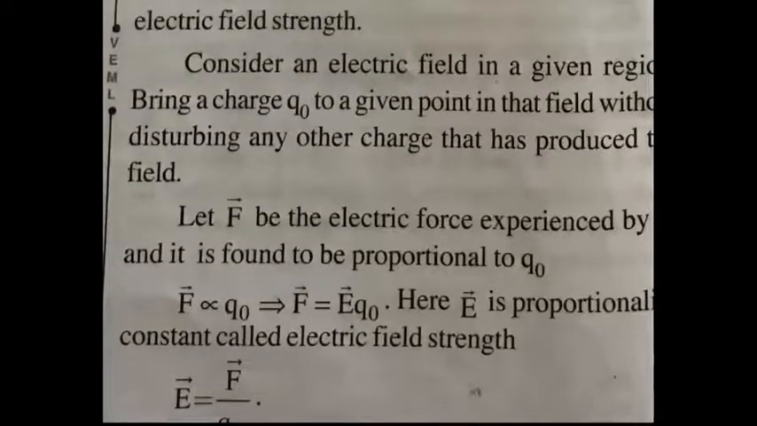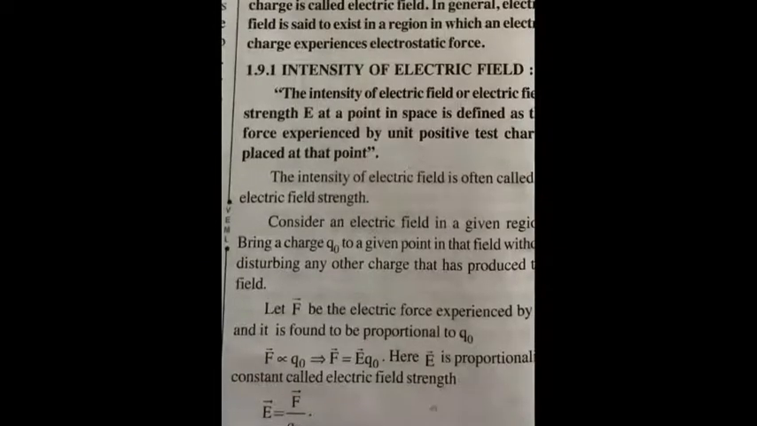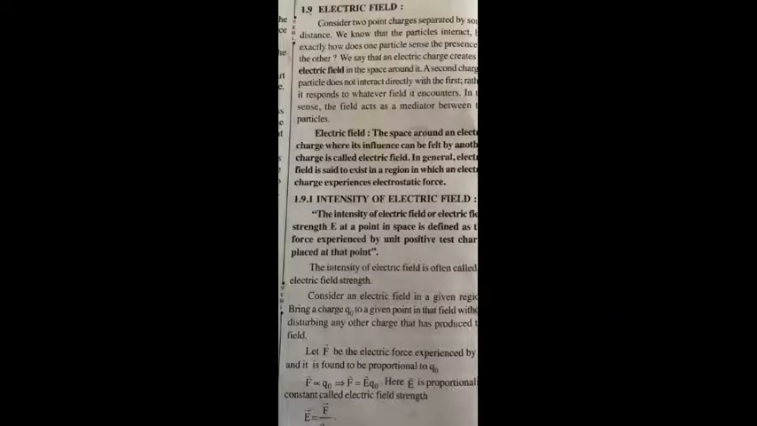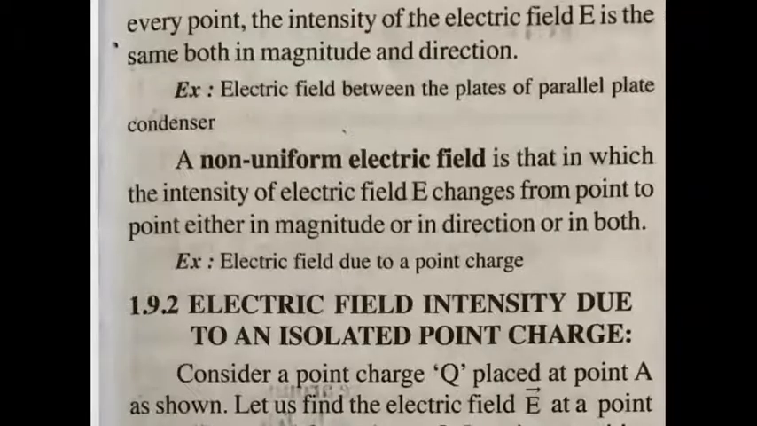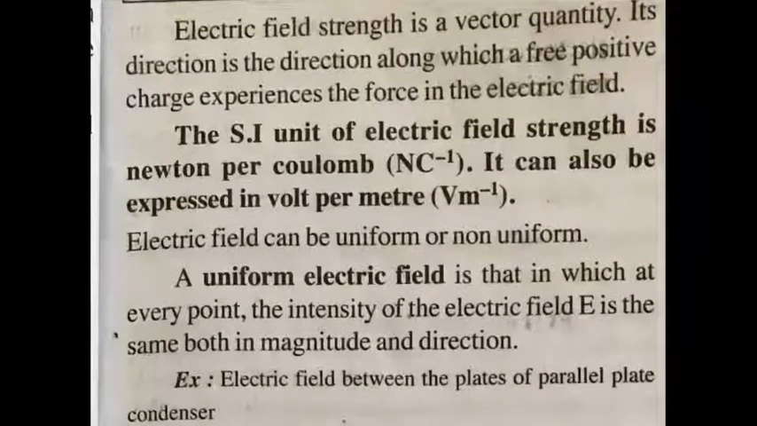Then we can note down here E bar equal to F bar by Q naught. Next, to note down, continuation. Here, electric field strength is a vector quantity, not a scalar quantity. Definitely, as force is a vector quantity, the field is also a vector quantity. It has both magnitude as well as direction.